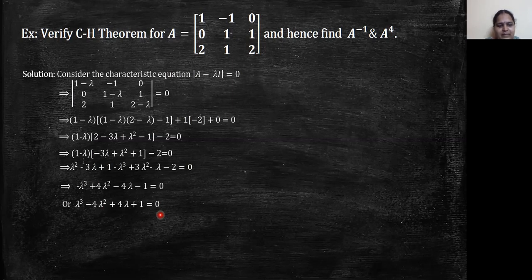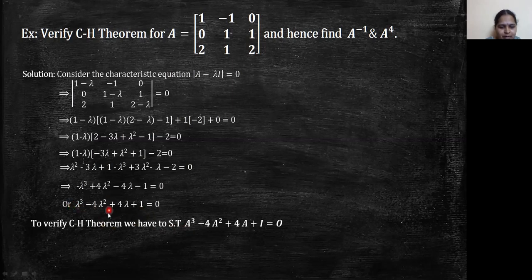That means if we substitute A in place of lambda in this equation, then we have to get the null matrix. That is nothing but the verification of the Cayley-Hamilton theorem. So we have to show that A cube minus 4A square plus 4A plus 1 into the identity matrix, that is I, equal to O. This we have to show.